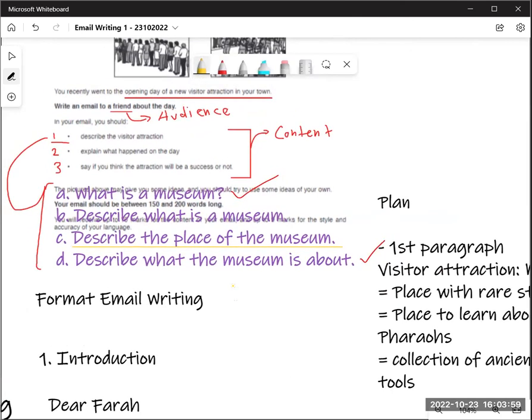Your job is to describe what the museum looked like, what were the things inside it, and well, both of these are the correct option. Fine. C and D, that's correct. You have to talk about what the museum is, what the museum is about, not what a museum is or what happens in a museum, because everyone knows that. Everyone knows that a museum is about history.